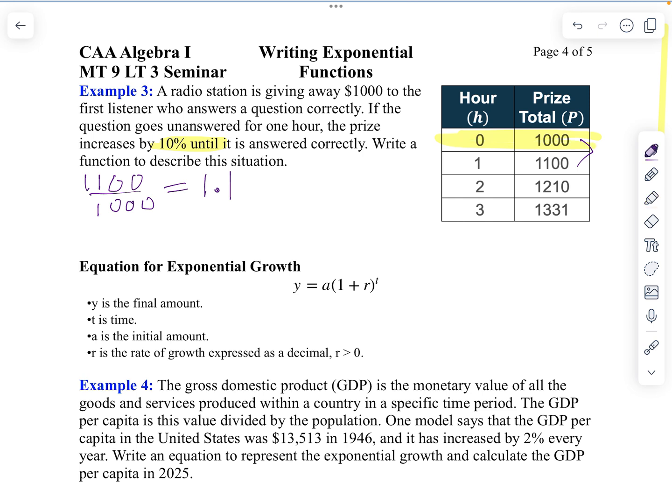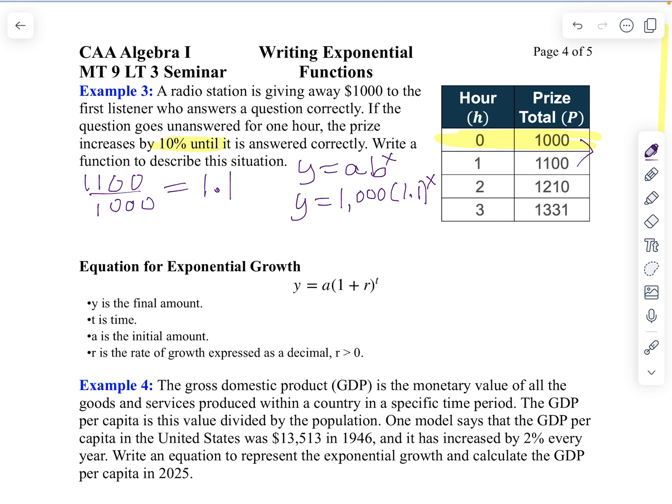So when I do my equation, y equals a times b to the x power, I know a is 1,000 because that's where I start at. So it's 1,000 times 1.1 to the x power. X would be the number of hours that you have.